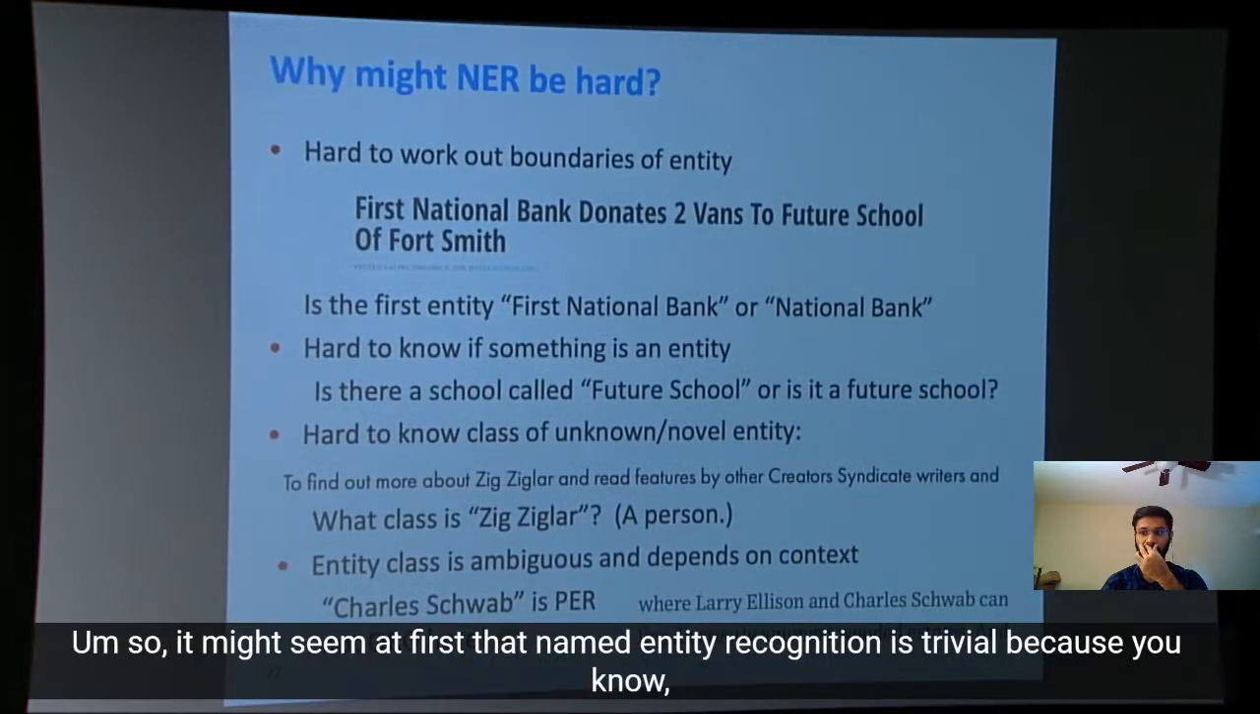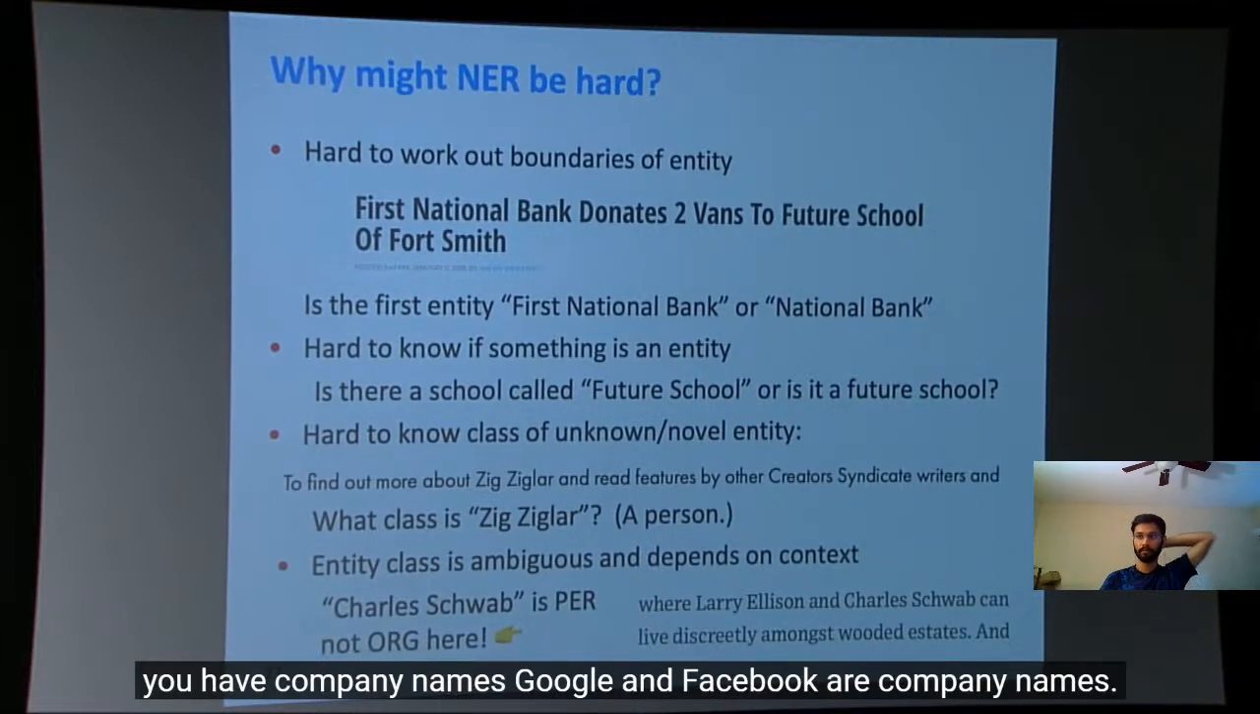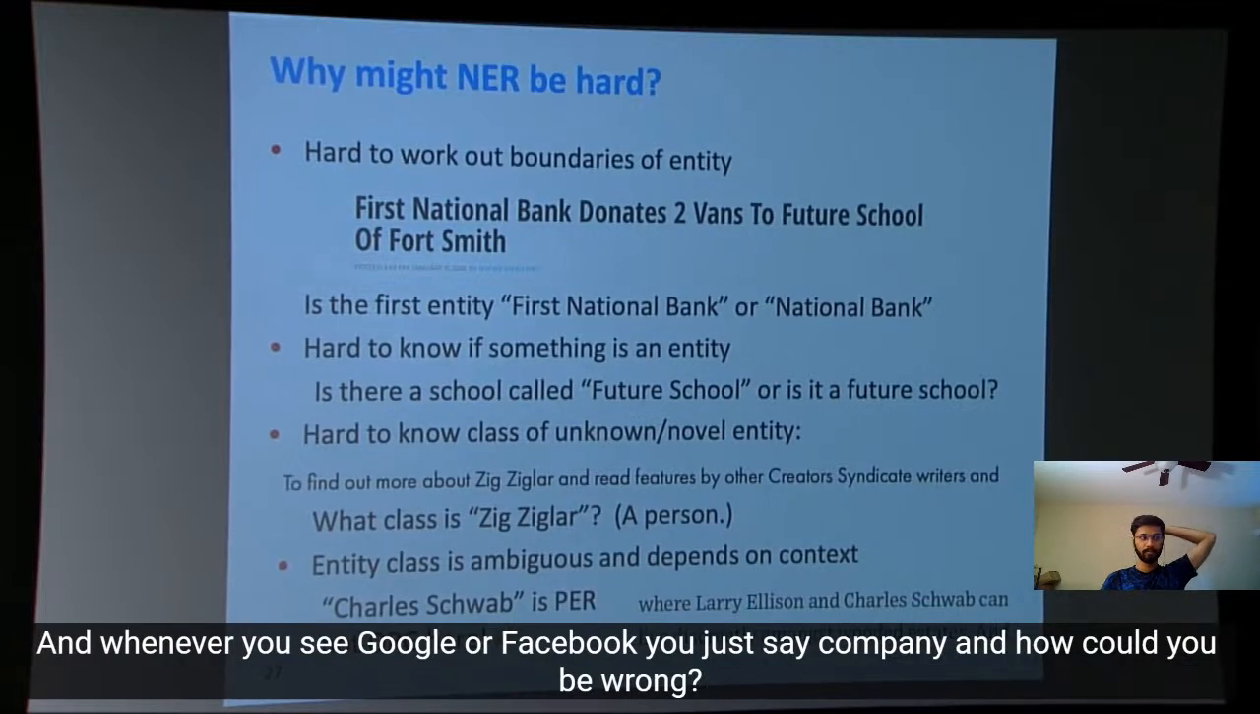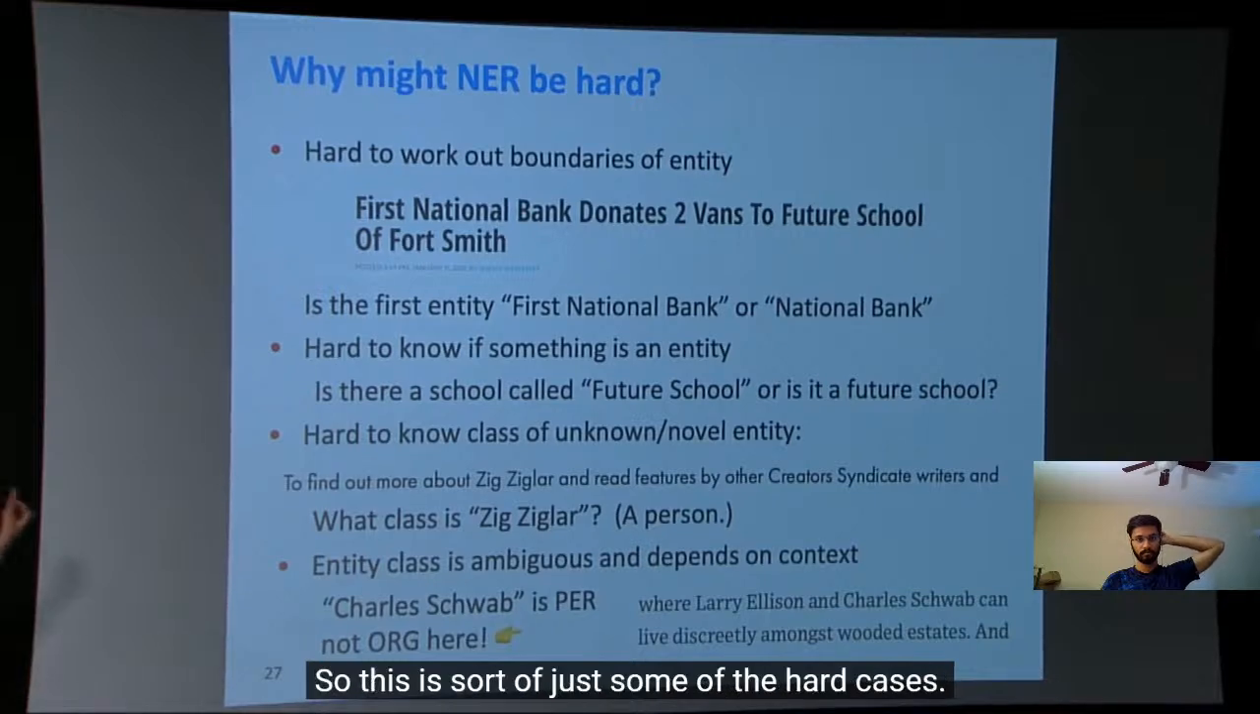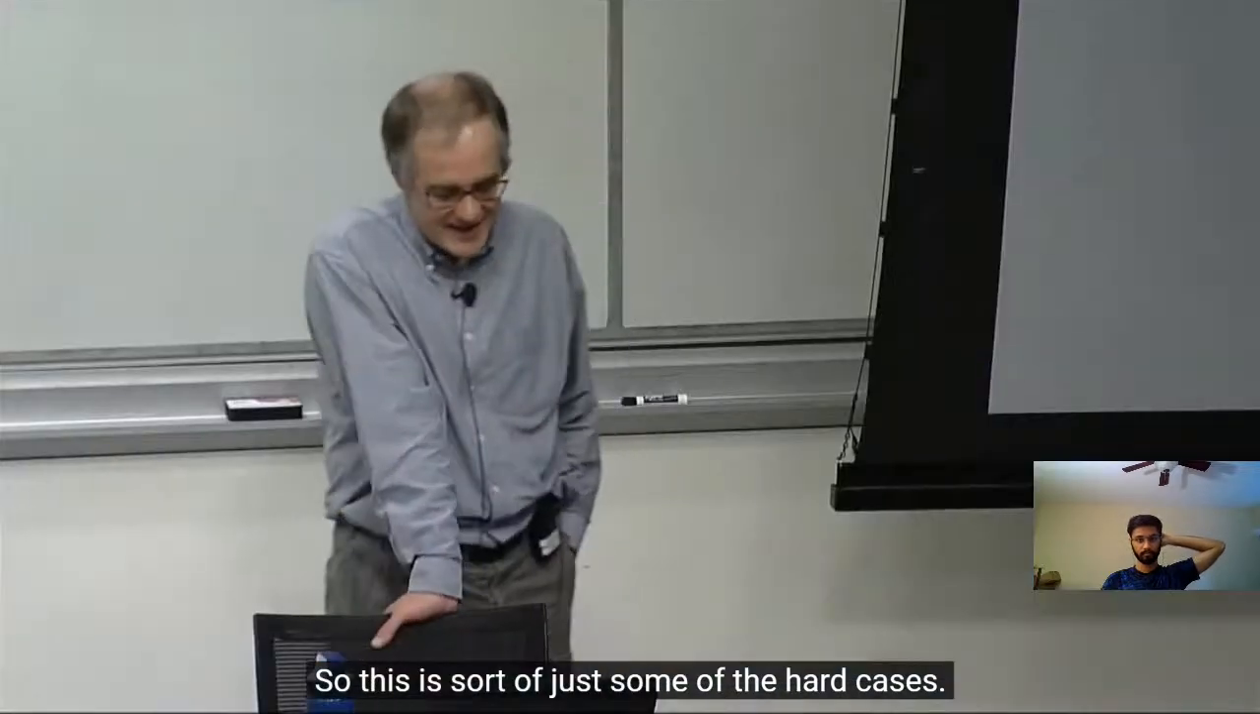It might seem at first that named entity recognition is trivial because you have company names. Google and Facebook are company names, and whenever you see Google or Facebook, you just say company, and how could you be wrong? But in practice, there's a lot of subtlety, and it's easy to be wrong in named entity recognition. So this is just some of the hard cases.